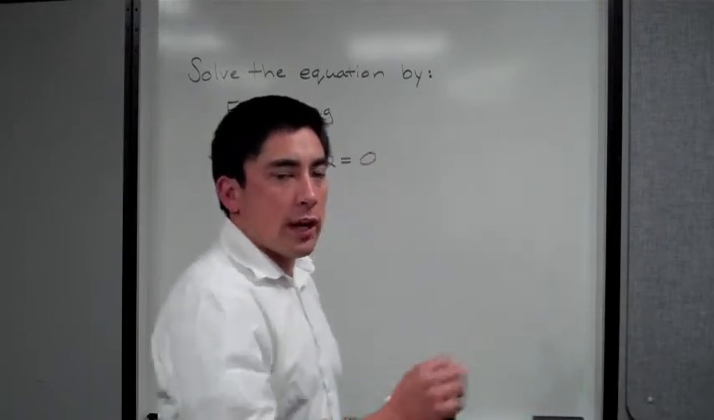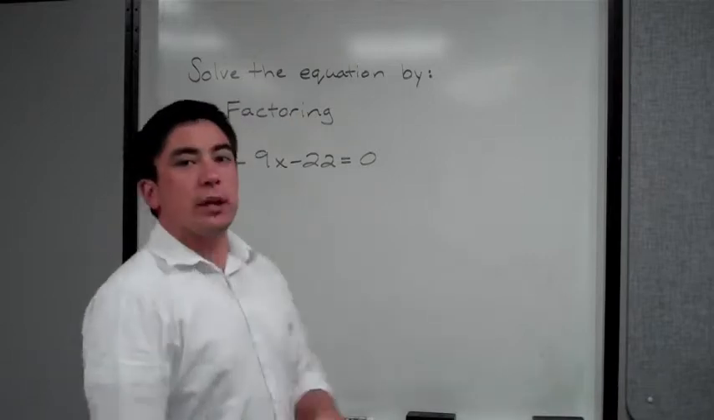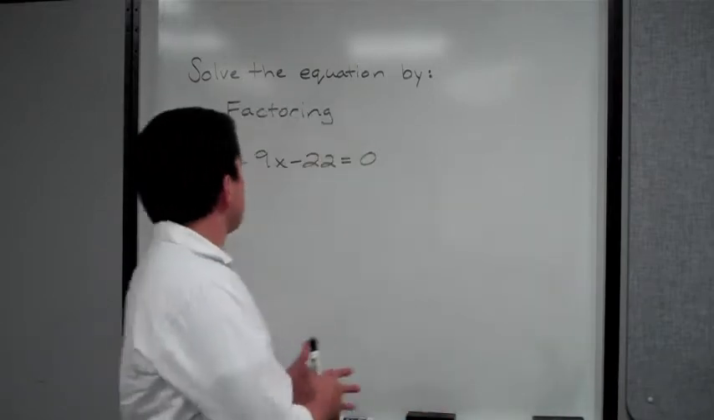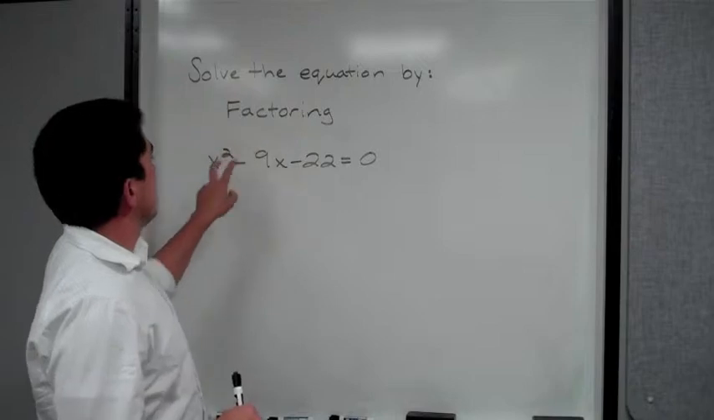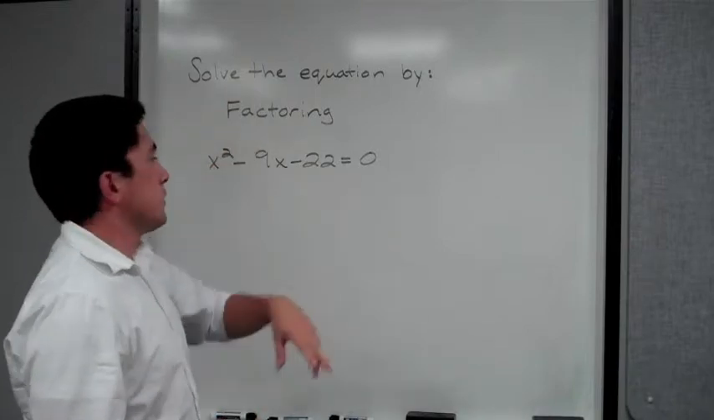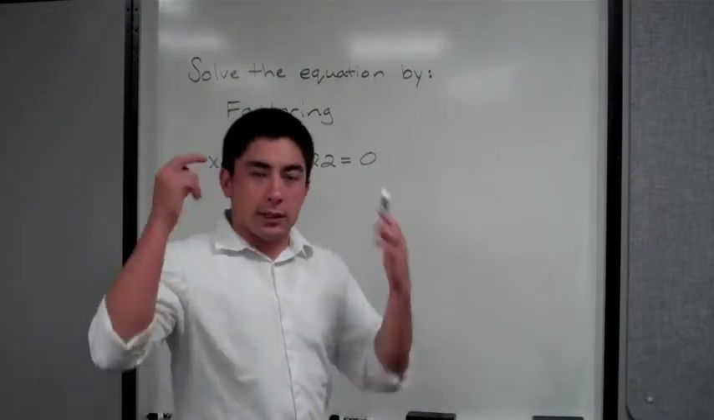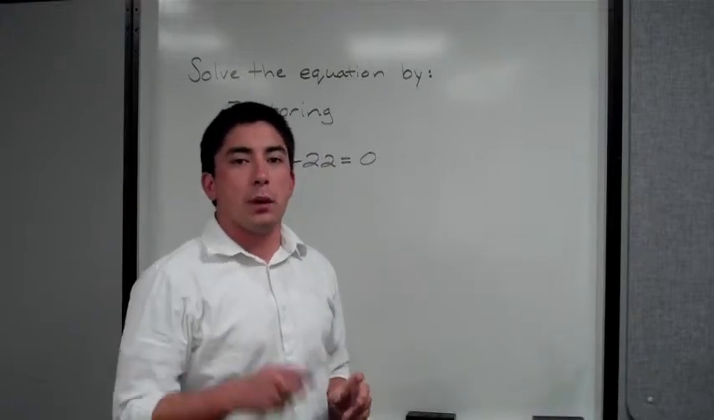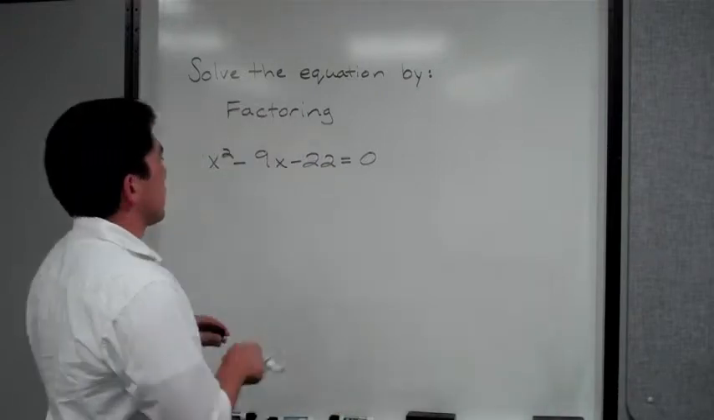We're dealing with quadratic equations. The first way we talked about was factoring. It says solve the equation by factoring x squared minus 9x minus 22 equals 0. When you see factoring, I want you to think two parentheses. That's what this is talking about.